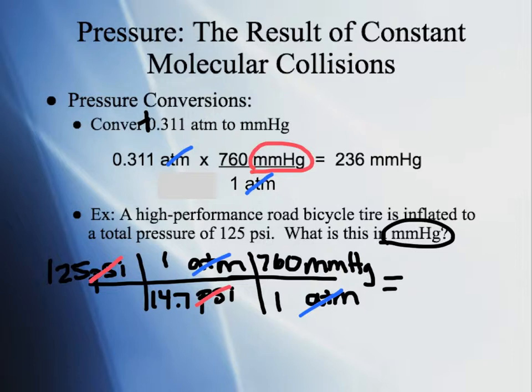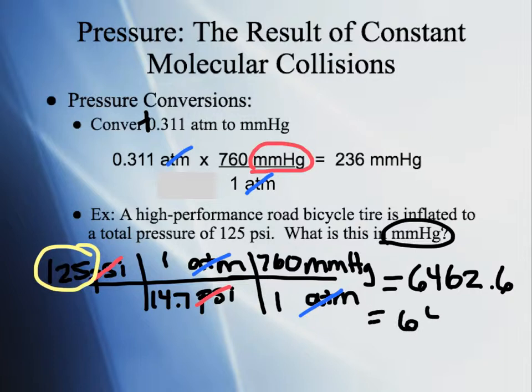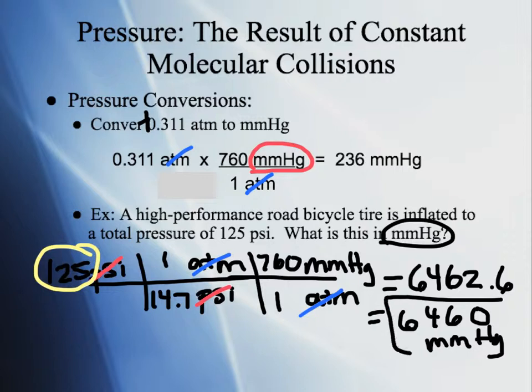Now, when we do this, we are going to get 6462.6. All right, so we got to keep in mind our sig figs. Okay, we start out with how many to start? Well, 1, 2, 3. So that means our answer should have 3. So we got to round this to 6460 mmHg. Bam. There you go. A little unit conversion fun for you.